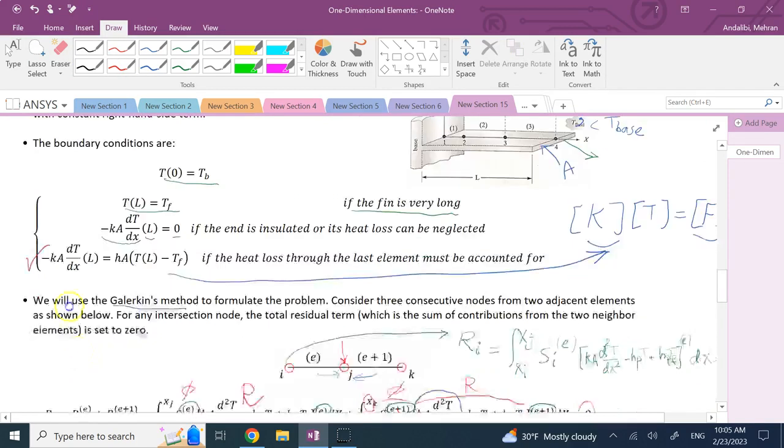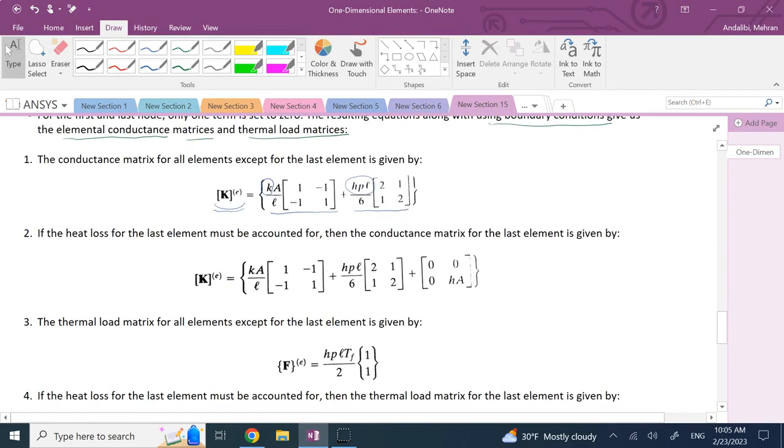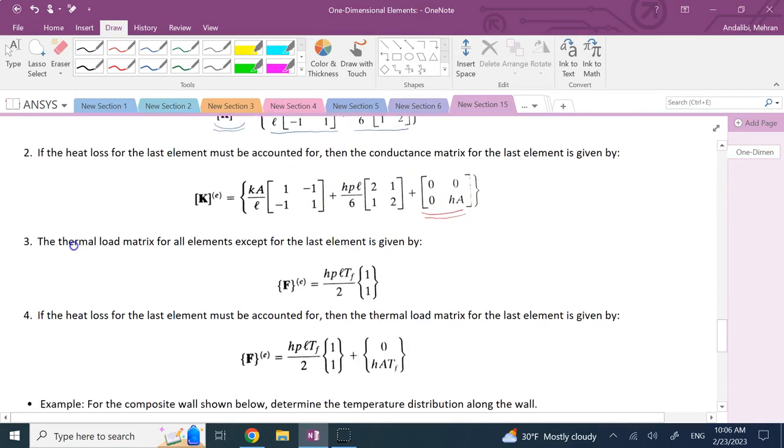And if that's the case, then the conductance element matrix for the last element is going to be similar to this top one plus an extra term. You see, they are the same except for one extra term. If it's neglected, then you neglect this last term, if there is no heat transfer through the last element. But if you have to account for it, then you have to add this extra matrix to those two extra terms. What about the thermal loads?